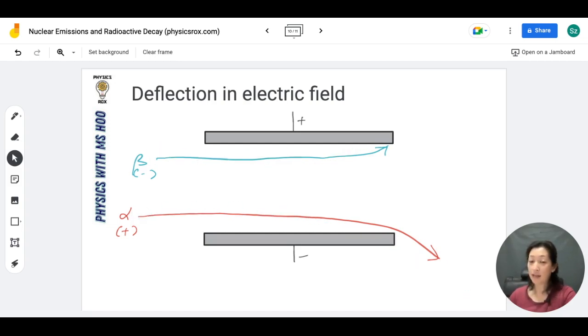Gamma, on the other hand, has no charge. So even if you place it in an electrical field, there is no deflection. It continues in a straight line because it is not affected by electric fields.